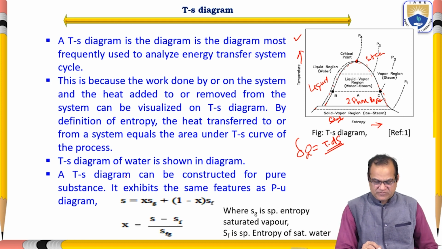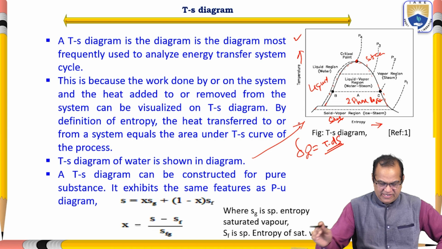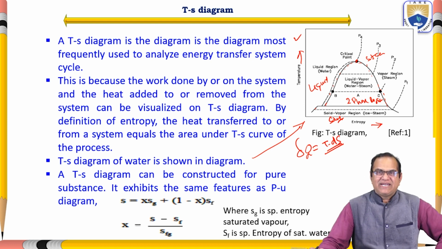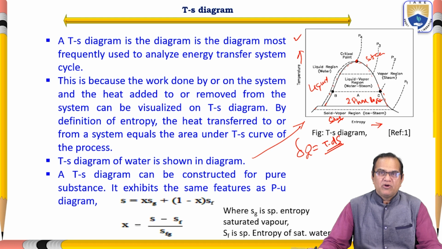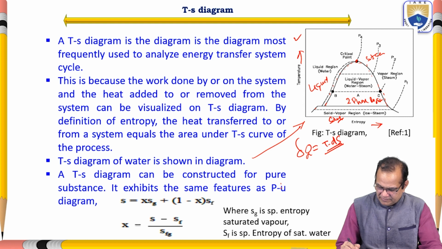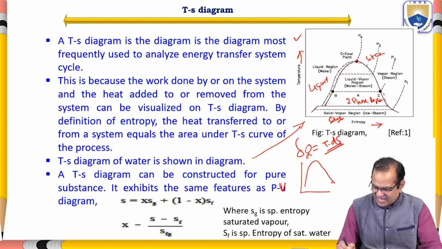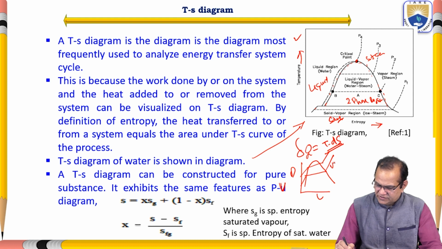So a TS diagram of water is shown here. A TS diagram can be constructed for a pure substance. It exhibits the same features as the PV diagram. If you make the PV diagram also, it will be the same way, like this, P and V. It is a vapor zone, it is a two-phase region, and here is the solid and vapor. This is also a two-phase region.